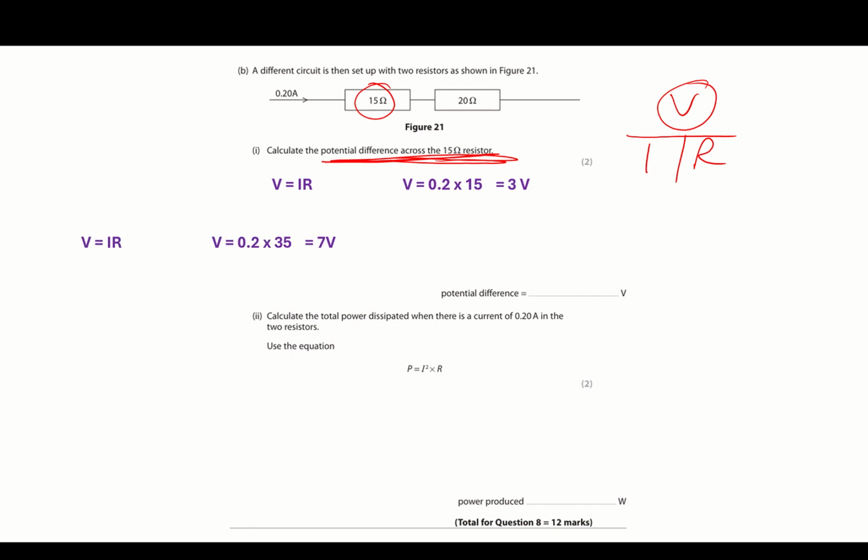There's another way of doing it if you want to really make it complicated for yourselves. We could work out the total resistance, so if total resistance is 35, and then work out what's the total voltage across both. And then we could do the complicated bit where this one's going to be 15 out of a total of 35 times the total in is 3 volts. They both give the same answer, but clearly that's an easier way of doing it.